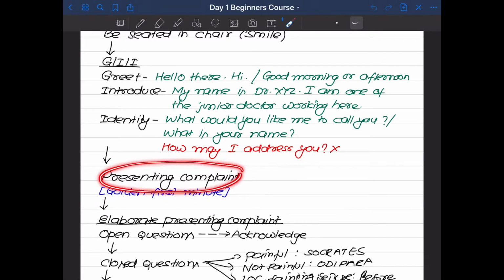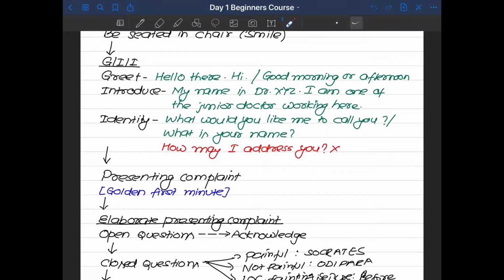Now there are many different ways of asking presenting complaints. Some prefer saying how can I help you, some prefer saying what brings you here today, some prefer saying what's your problem. But what I prefer is always say how can I help you, because this will be true in all different categories of PLAB 2 station.